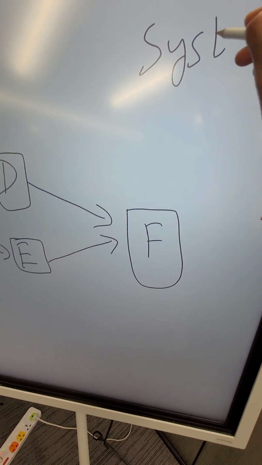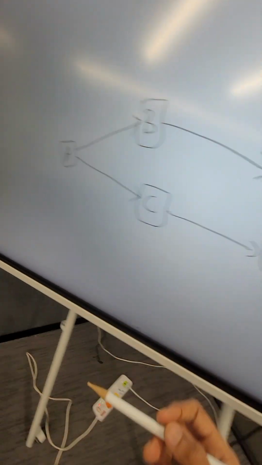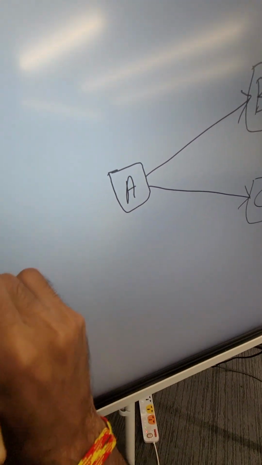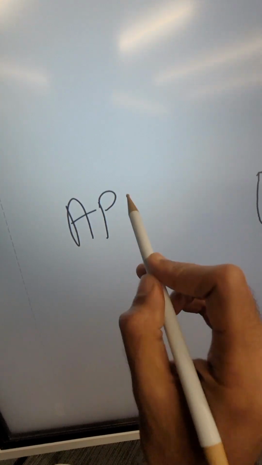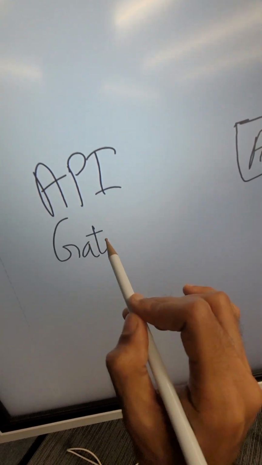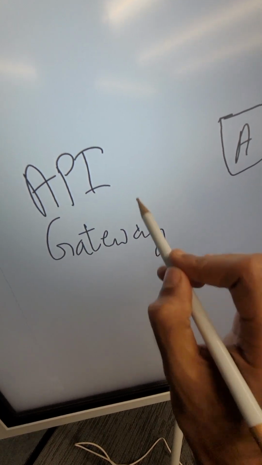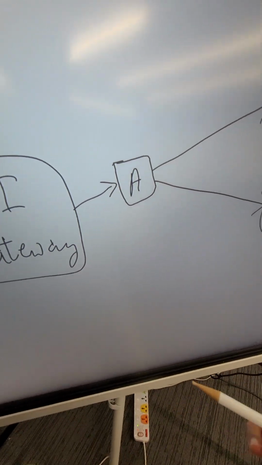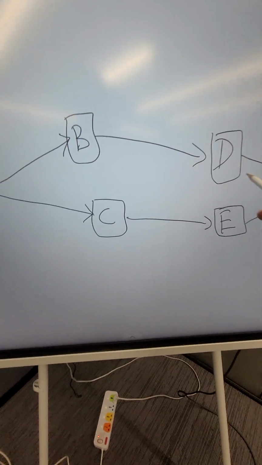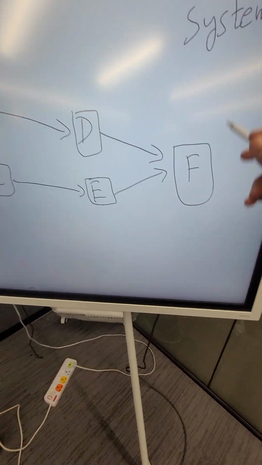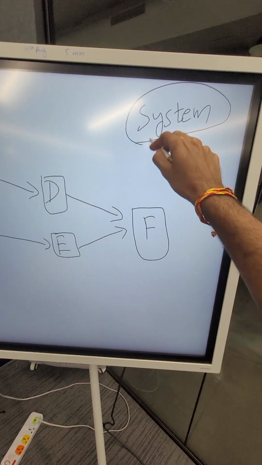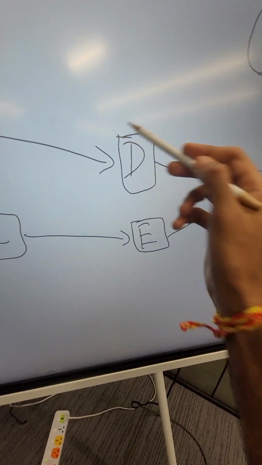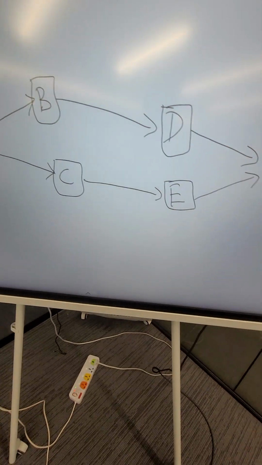If you want an example, this can be a web API, or there can be an API gateway here, and A can be a microservice or a service. B, C, D, E, F can be services, or in general terms, they can all be systems. They can do some work and return some response.